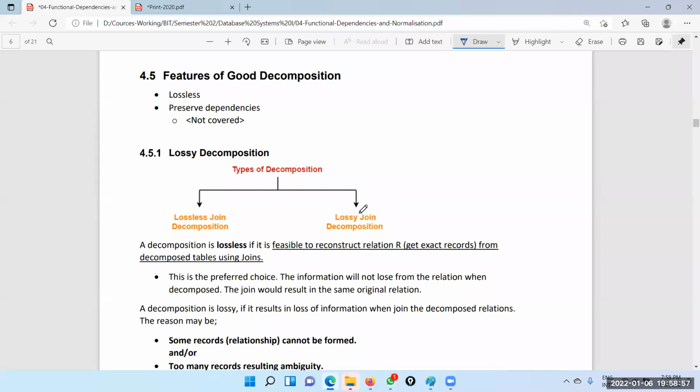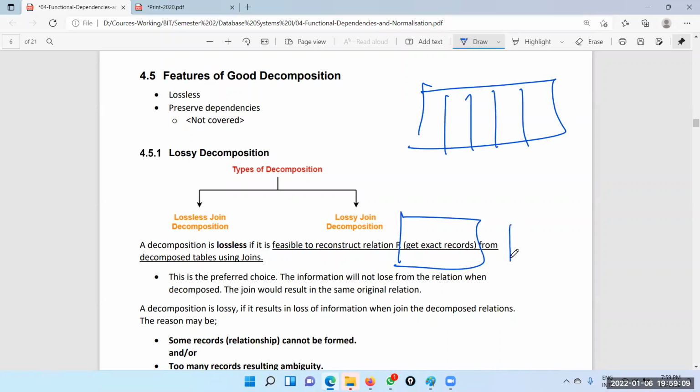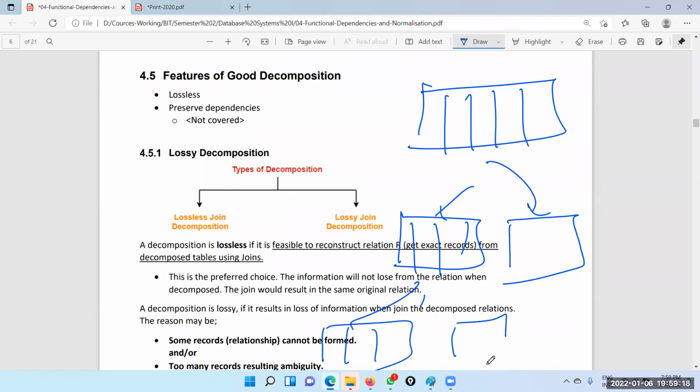Okay, so there are two concepts here to check whether it's a good decomposition. Good decomposition means we have a table and we are going to subdivide it into maybe 2 or 3 tables. Some fields come here, some other fields come here, or maybe this one is further subdivided. That is called decomposition. So we can check whether it is a good decomposition or bad decomposition.